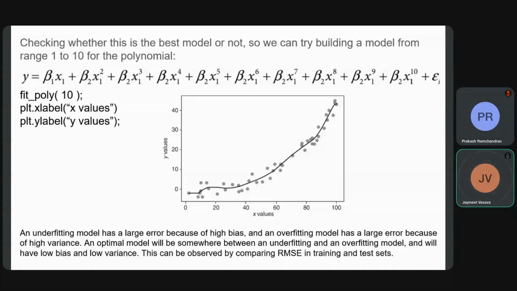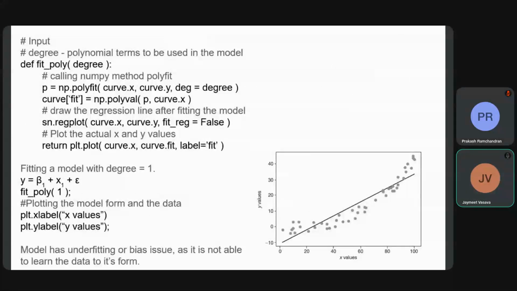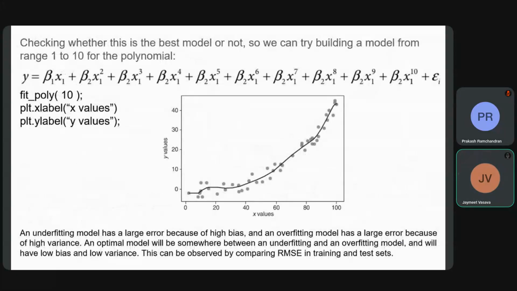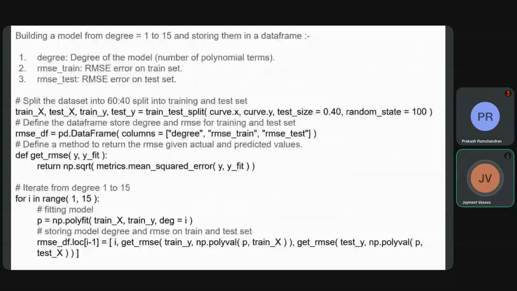This can be observed by comparing the root mean squared error in the training and the test sets. Remember that when we started, it was underfitting. Now it's overfitting. So in order to find the optimal value for the degree, we'll be comparing the values of root mean squared error on the training and the test set.